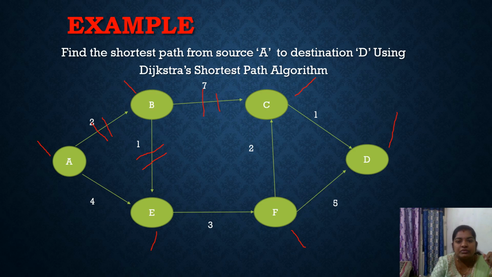So 1, 2, 3, 4, 5, 6, 7, 8. 8 edges, 6 nodes. Now I can simply explain how we can find out the shortest path from this source A to destination D. So I want to go from A to D.